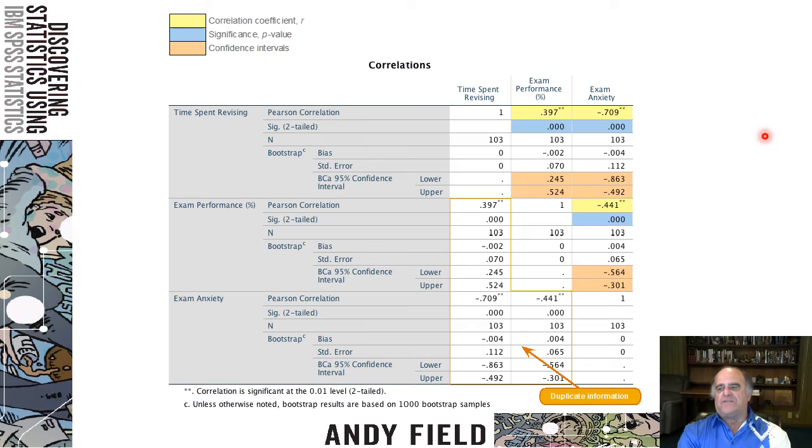So now, if we're pulling different correlations from this data set or from this population, 95% of the time, that correlation is going to fall between 0.245 and 0.524. So 95% of the correlations fall between 0.245 and 0.524. For exam anxiety, 95% of the correlations that we would obtain, the sample correlations, would fall between negative 0.86 and negative 0.49.